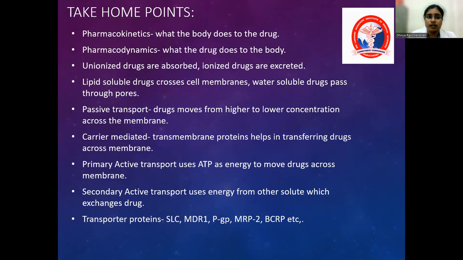The take-home points from this topic: you have to know what pharmacokinetics is, that is what the body does to the drug, and you have to know about pharmacodynamics, what the drug does to the body. And you have to know unionized drugs are absorbed and unionized drugs are excreted. Lipid-soluble drugs cross the membrane without any expenditure of energy, and water-soluble drugs pass through the pores. In passive transport, the drug moves from higher concentration to lower concentration. In carrier-mediated transport, transmembrane proteins transfer the drugs across the membrane. In primary active transport, ATP is used as energy. In secondary, the energy is utilized from another solute, which helps in the transport of other solutes. Transport protein examples are SLC, MDR1, P-glycoprotein, MRP2, BCRP, etc.